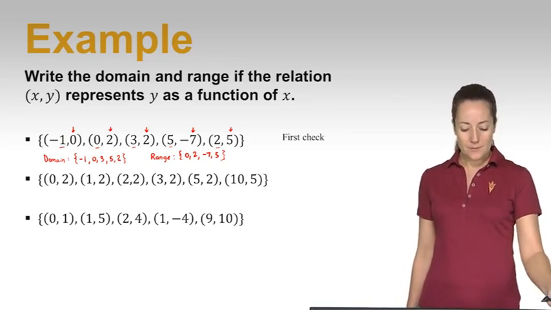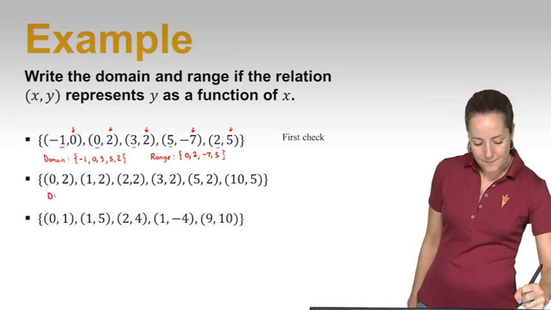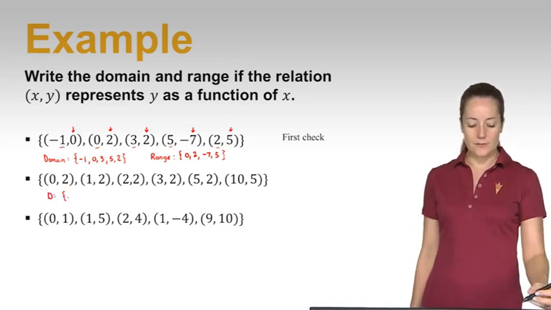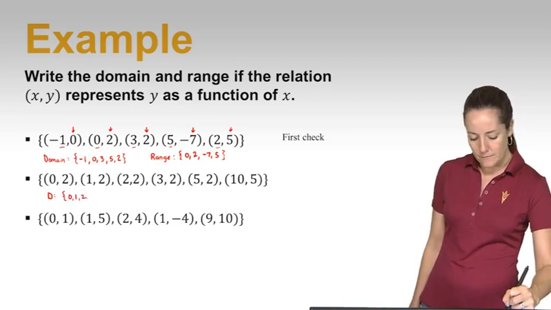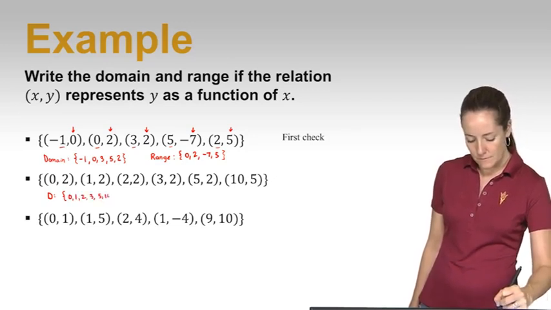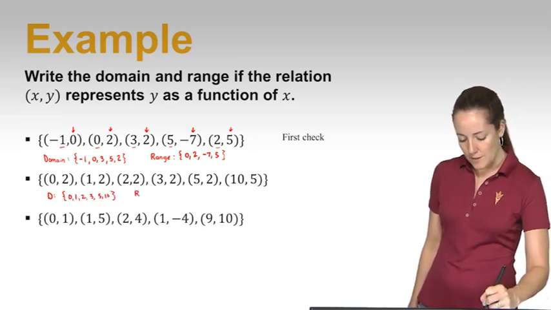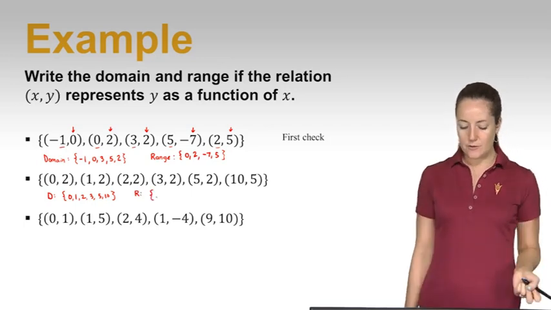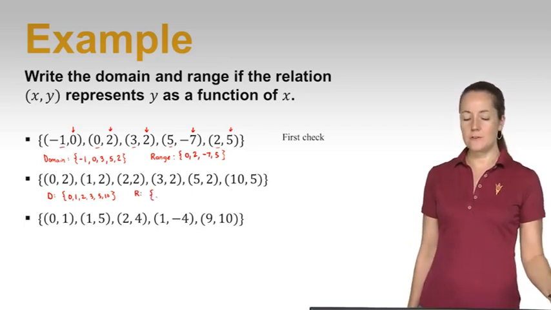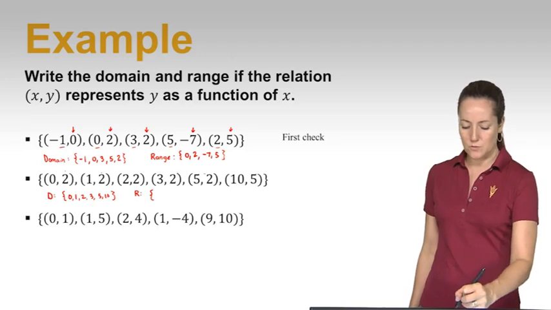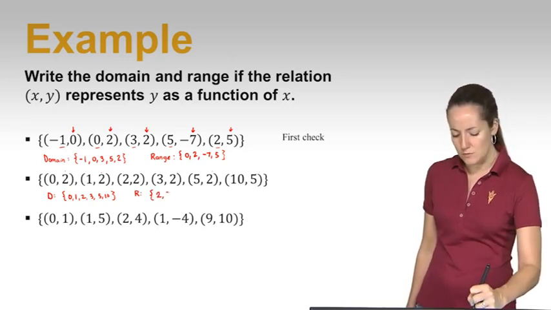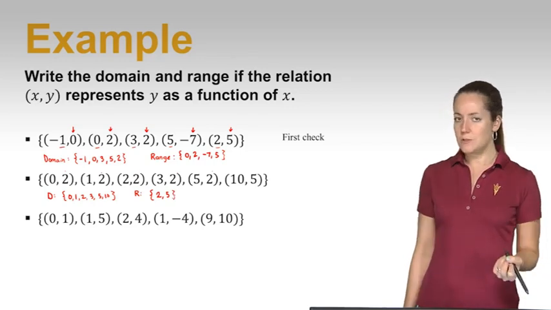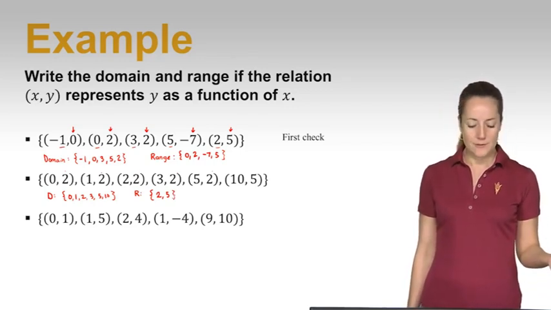In the second example, again, my domain is the set of all the x values, 0, 1, 2, 3, 5, and 10. And the range is the set of all the y values. Now, most of these y values are the same. 2, 2, 2, 2, 2, and finally 5. So I only have to list 2 and 5. There are only 2 different y values or output values for this function.